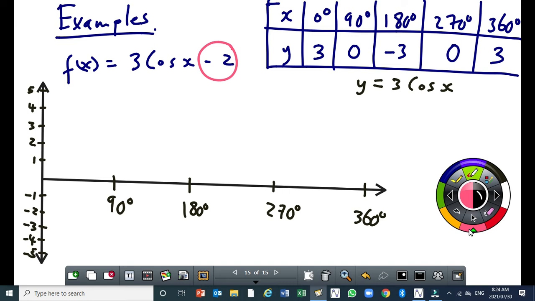So let me start by plotting the points for y equals 3 cos x. When x is 0, y is 3, so we have got that. When x is 90 degrees, y is 0. When x is 180, we have got negative 3. When x is 270, y is 0. When x is 360, we have got 3. Then I'll sketch it.